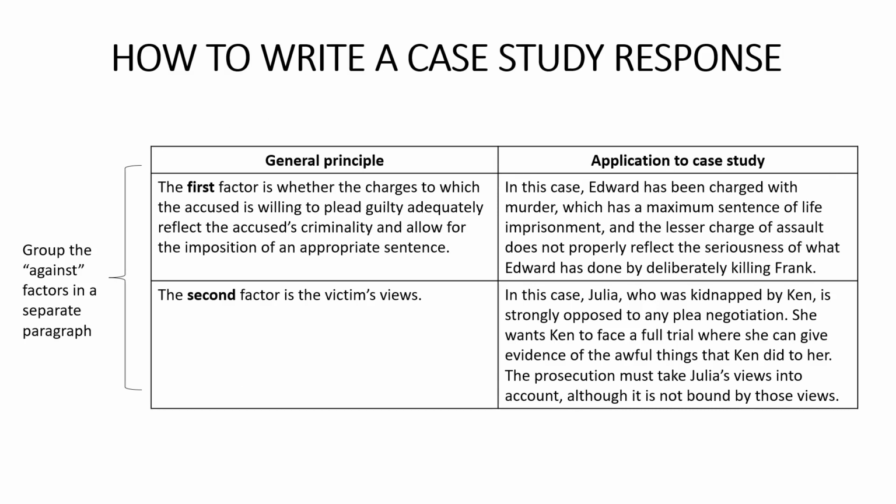Similarly, if we are analysing the factors against a plea negotiation, we might write that the first factor is whether the charges to which the accused is willing to plead guilty adequately reflect the accused's criminality and allow for the imposition of an appropriate sentence. This is a description of the general principle.